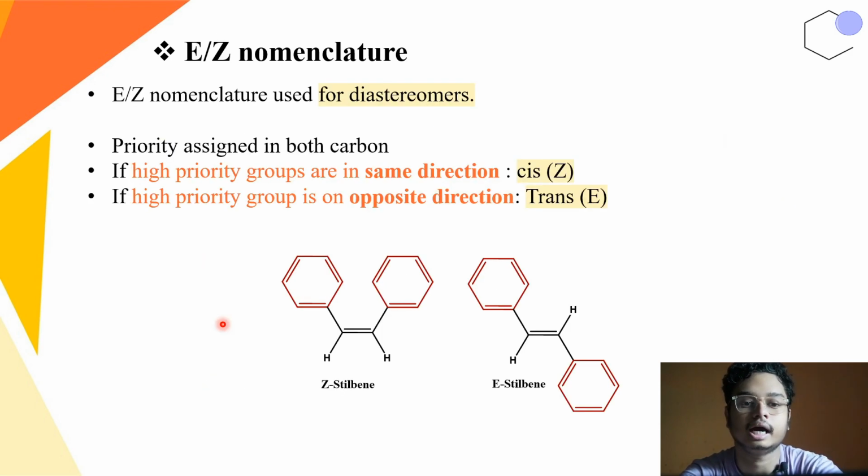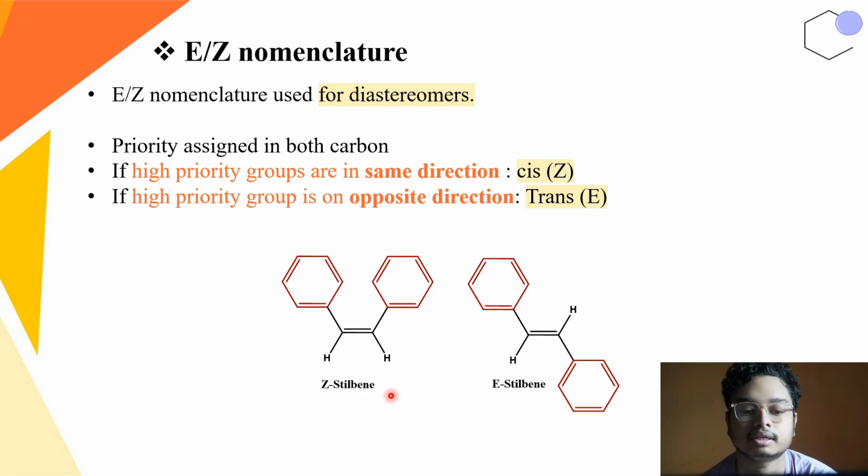Okay, now we are talking about the E/Z nomenclature. E/Z nomenclature is used for diastereomers. You have to assign priority for both carbon centers individually. Now if the highest priority groups are in the same direction, it is Z. The memory technique is that Z is like cis. And if the highest priority groups are in the opposite direction, then it is called E, like trans.